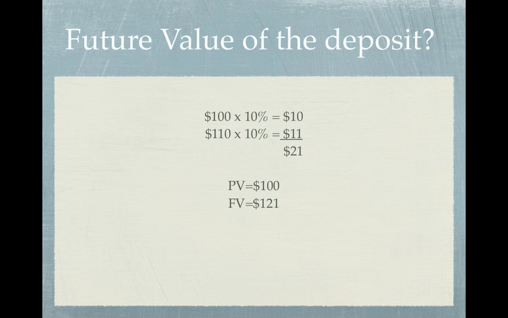Your answer should have been $121. Our future value of this deposit is $121. The first year, your $100 would make $10 in interest. You would then have $110. The second year, your $110 would make $11 in interest. You will now have earned a total of $21 in interest. Therefore, your future value is $121.